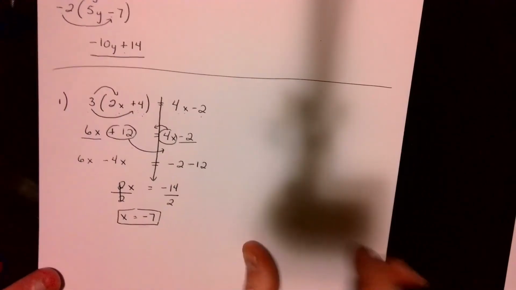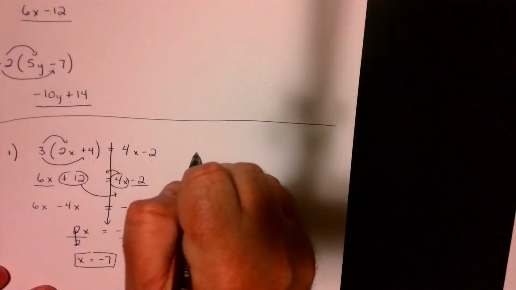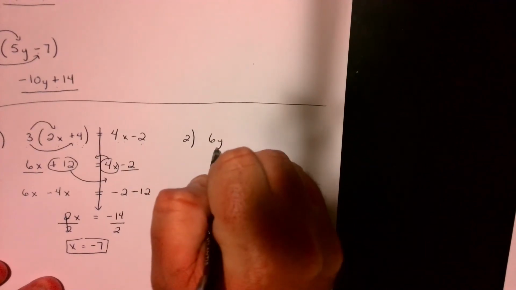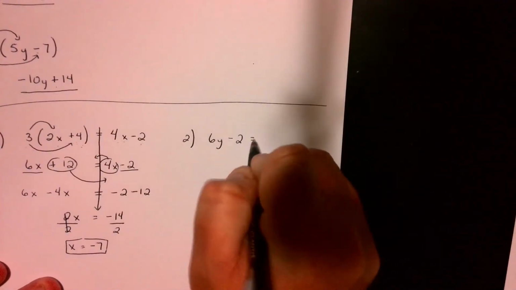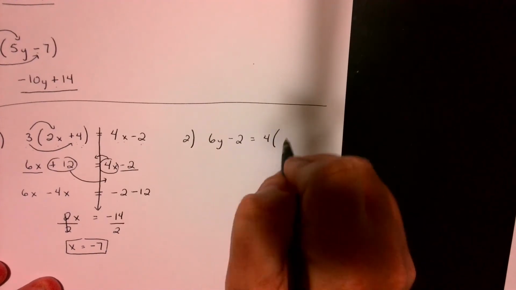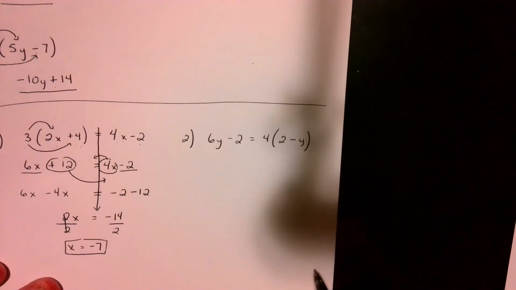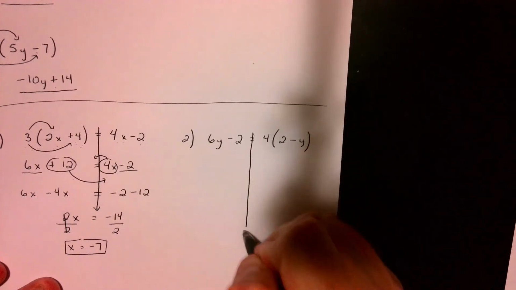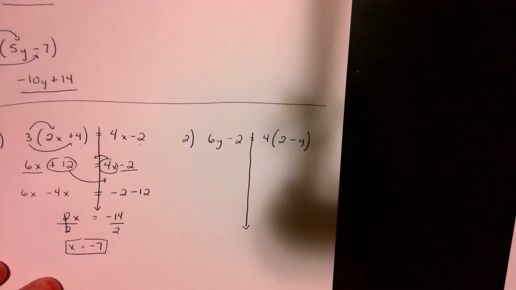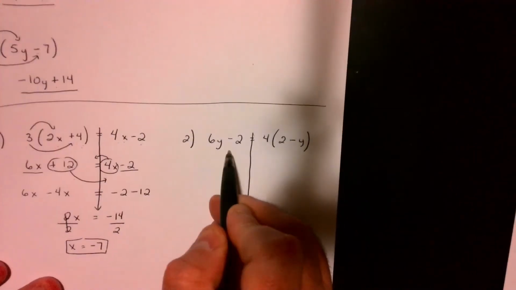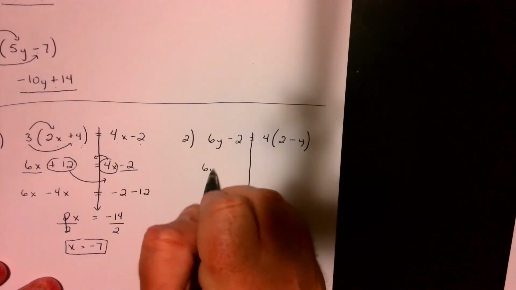Okay, let's look at another one. Let's say we have the situation 6y minus 2 equals 4, parenthesis, 2 minus y, close parenthesis. Okay, same thing, find your equal sign, break the problem in half. And now we always need to start looking to see if we can clean it up. Can I clean up anything on this side? No, it's just 6y minus 2, so I'm going to bring that down.